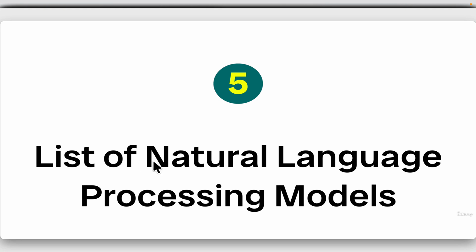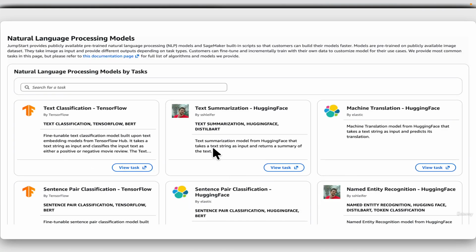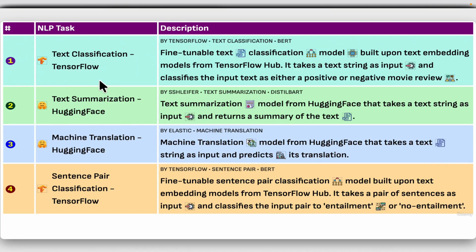And the third category is a list of natural language processing models. At the time of recording, there are around 8 of them. I'll just cover them one by one. You can read the description, and I'll just go through a few of them. For example, for text classification, we have TensorFlow. This falls under NLP, natural language processing.